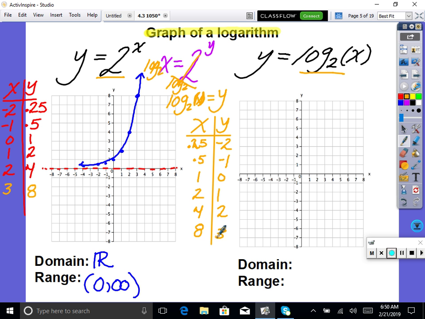Okay, let's graph these points. So I'm going over to the right 0.25, that's over barely any, and then down 2 units. That would put me right there. I'm going over a half a unit, down 1 unit. I'm going over 1 up 0 units. Over 2 up 1 unit. Over 4 up 2 units. Over 8 up 1, 2, 3 units. So now connecting those.